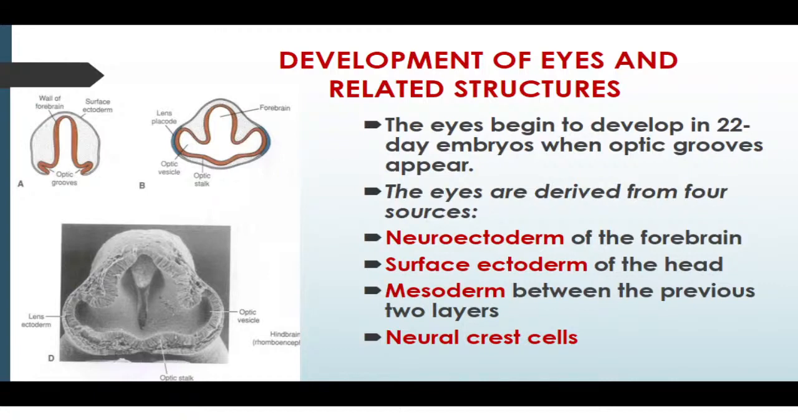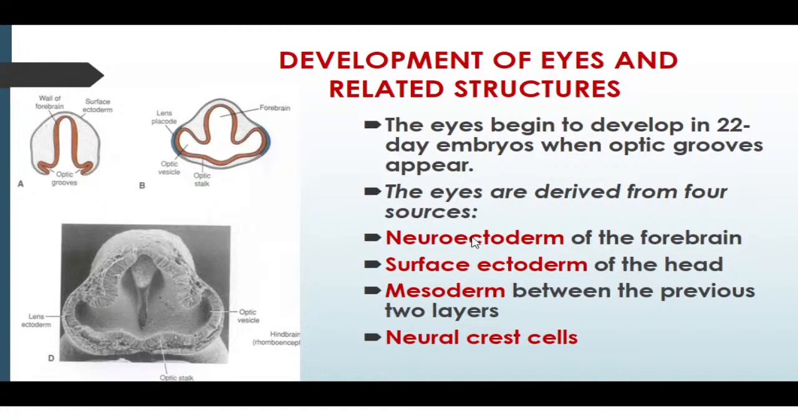Many important organs are not yet fully completed. For example, the brain also continues development. The diencephalon is present as one of the brain vesicles, and this is the time of the third brain vesicle. The forebrain is only starting to differentiate. As a result, the eyes are derived from four sources.